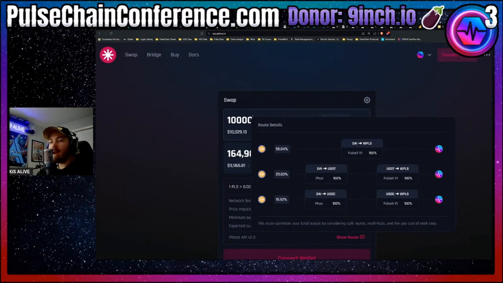So what's actually happening here is it's selling my DAI for USDT. So it's buying USDT with DAI, and then it's selling USDT for PLS. So you're selling DAI to buy USDT to finally get PLS in my wallet. This puts buy pressure on USDT and then sell pressure on USDT right after that. And then the Pulse price goes up. So that's how these routes work.